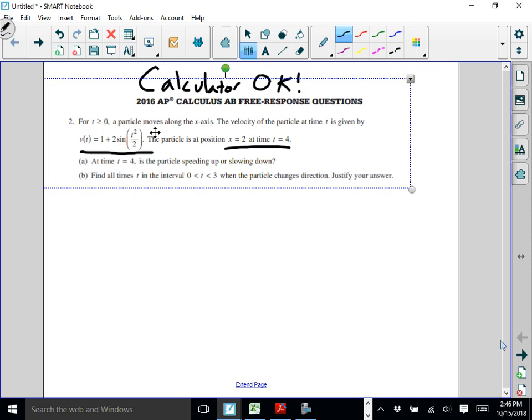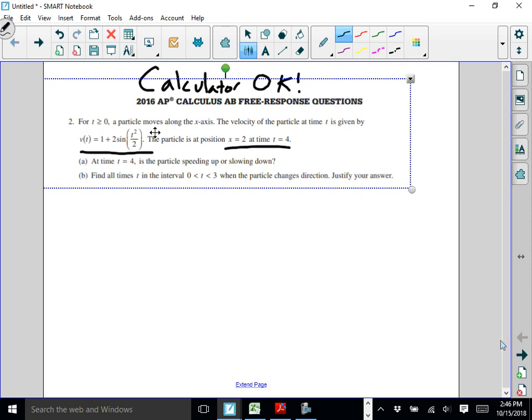Part A says at t equals 4, is the particle speeding up or slowing down? Okay, we talked about this in class. What do we need to do? Pause the video and think, what do I need to do to answer this question?